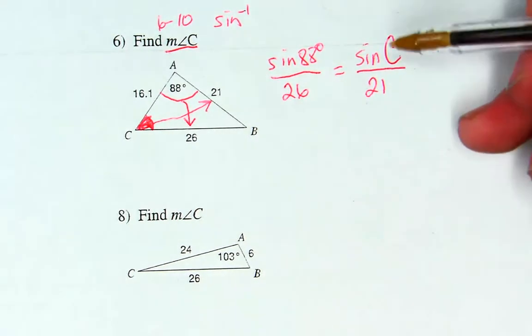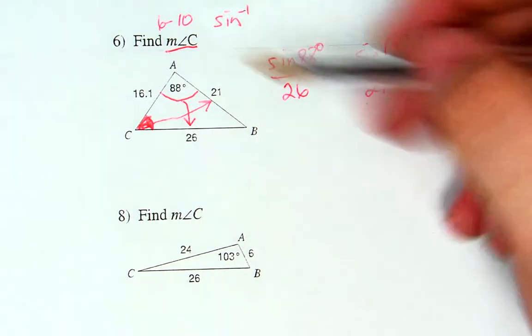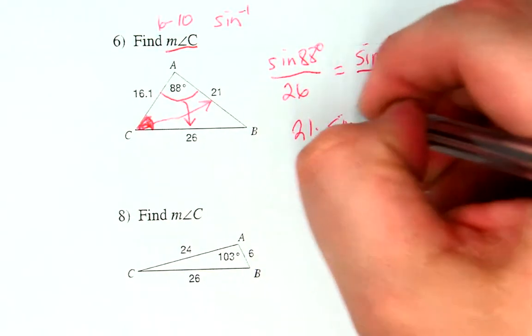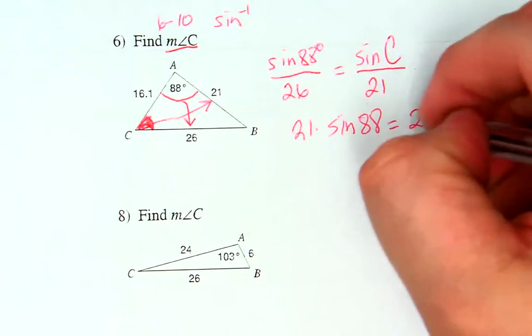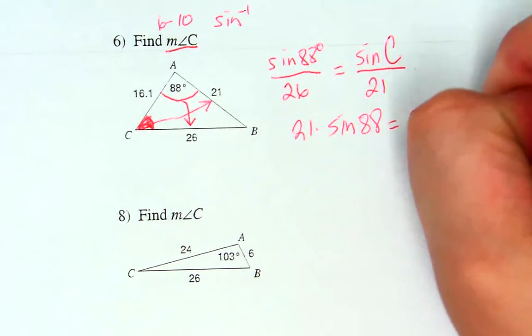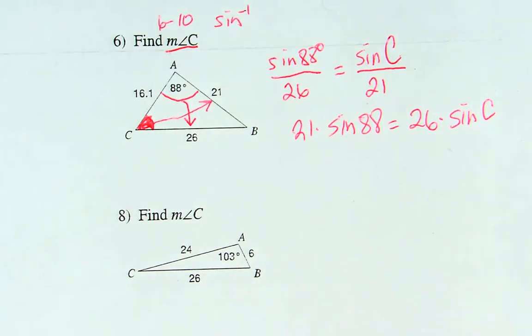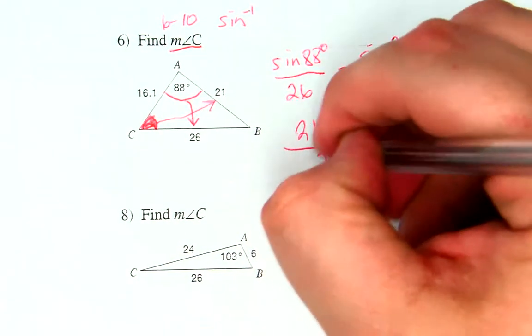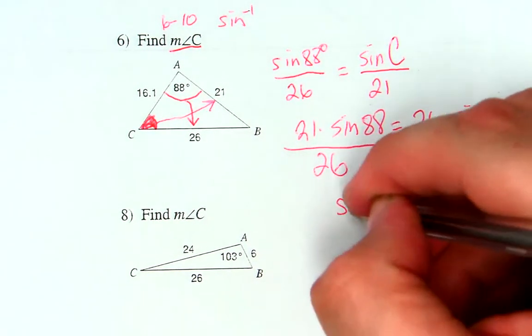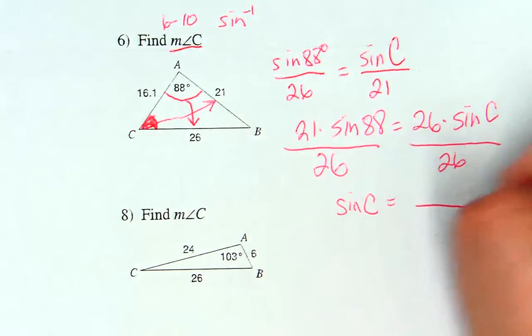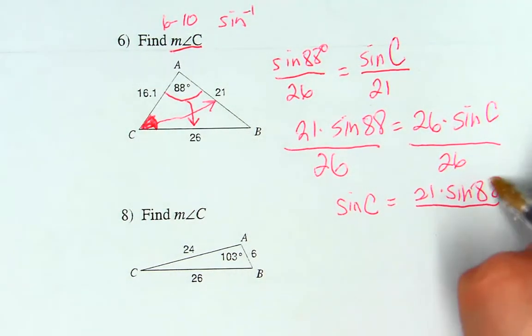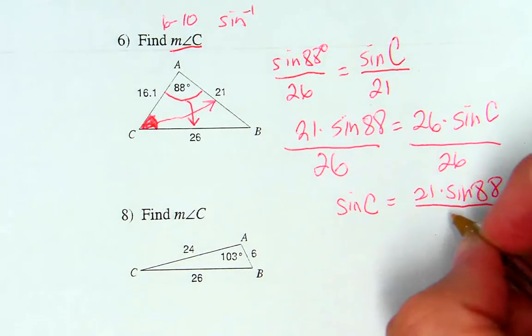So it's going to be sine C over 21. Do your cross product again. 21 times the sine of 88 is equal to 26 times the sine of C. Divide that by 26. Now we have the sine of C is equal to 21 times the sine of 88 all over 26.